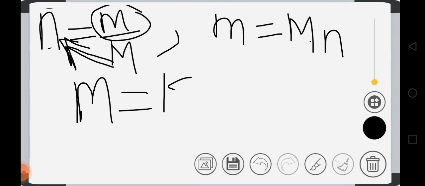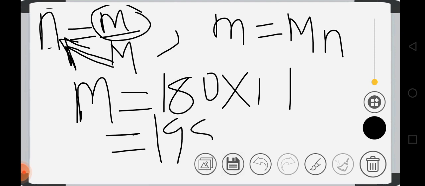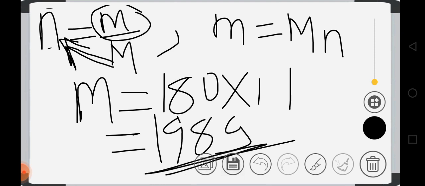So the mass of glucose will be the molar mass of glucose, which was what? 180, times the number of moles of glucose, what? 1.1. So that's going to give us 198 grams of glucose. So the answer to this question is actually 198 grams of glucose. Thank you.